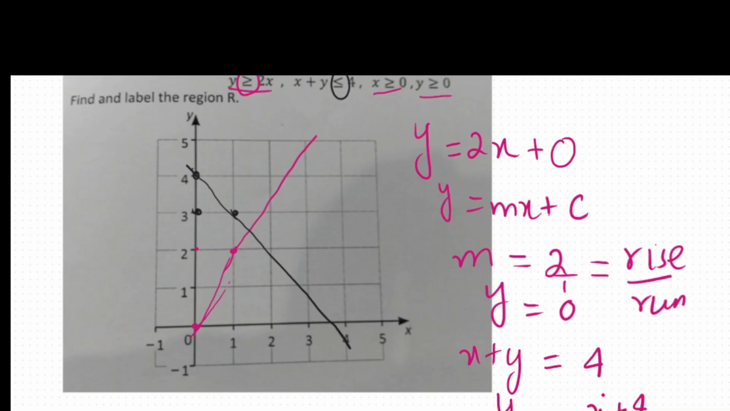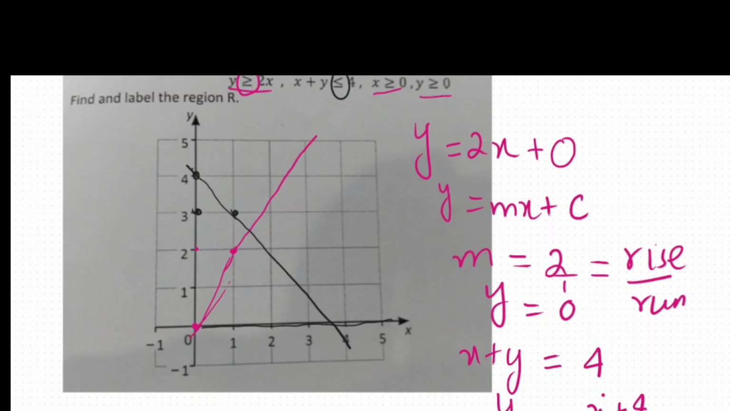The condition x greater than or equal to 0 says all the values of x should be greater than or equal to 0, so our lines should not cross this boundary. There will not be a negative plane. And y greater than or equal to 0 means our lines should not pass this boundary, the x-axis boundary. Above it will be y greater than or equal to 0.